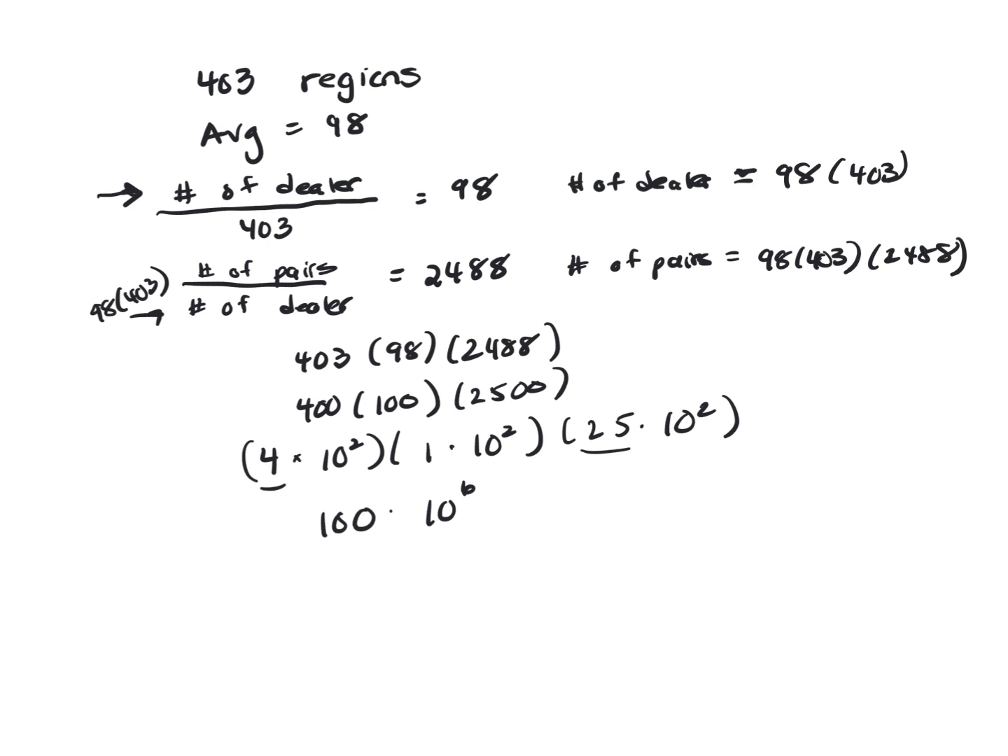And 100, let's go again. We got that from 4 times 25, but that's 1 times 10 squared. And bring down the 10 to the 6, that's 10 to the 8th. And that is answer E.